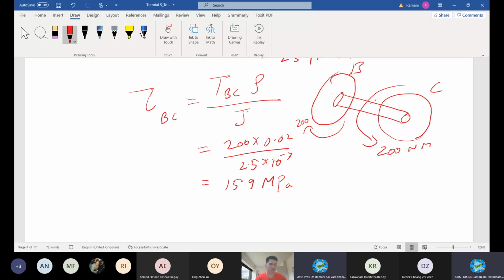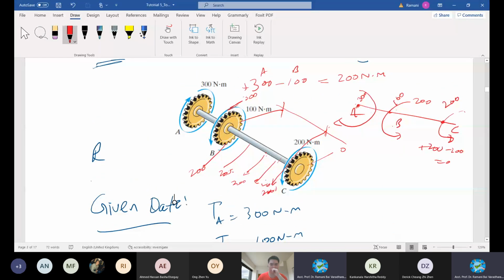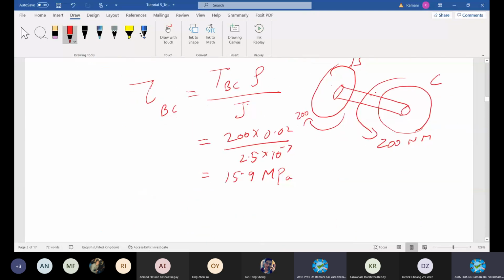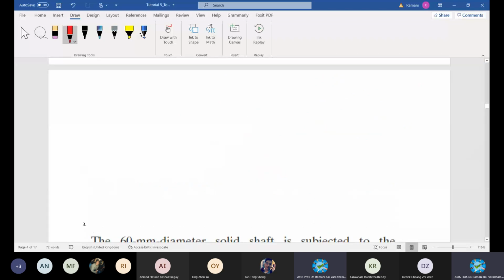Okay, good. Clear? The points are clear to you. You are asked to find out for the section. The section also we found out by resolving the moments given at points and distributed to the sections. Is this clear? Okay, let's move on to the next question. If no question, I move on to the next question.